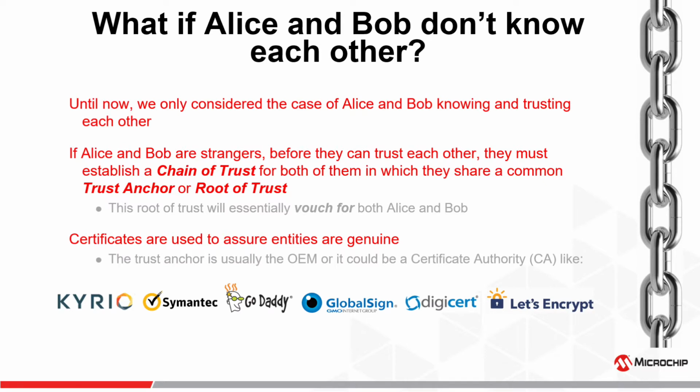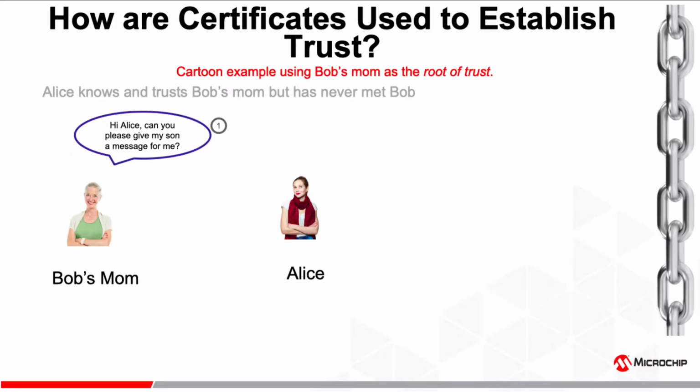Certificates are used to assure entities are genuine. The trust anchor is usually the OEM, or it could be a certificate authority, a CA, like Curio, Symantec, GoDaddy, etc. How exactly are certificates used to establish trust?